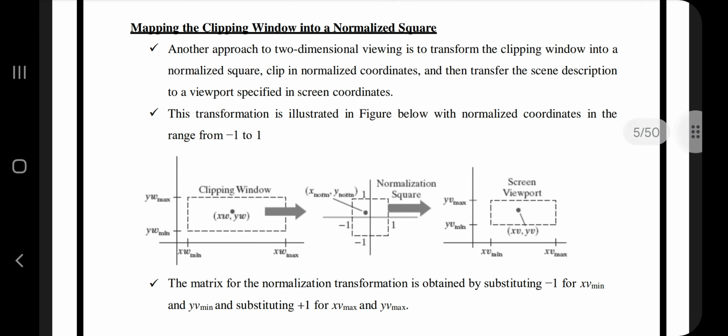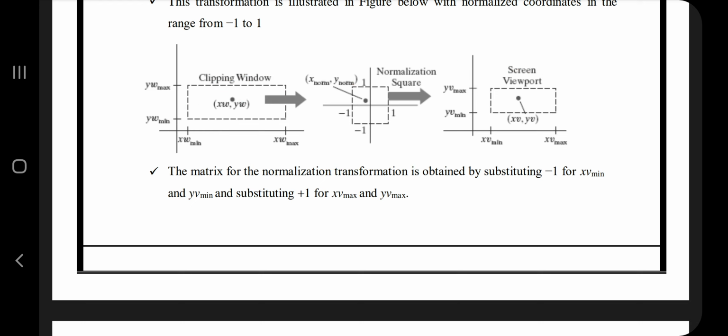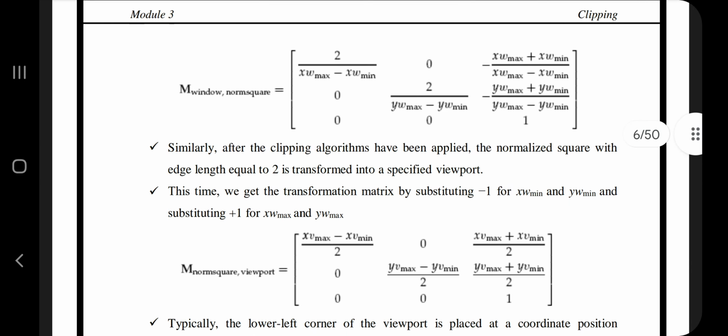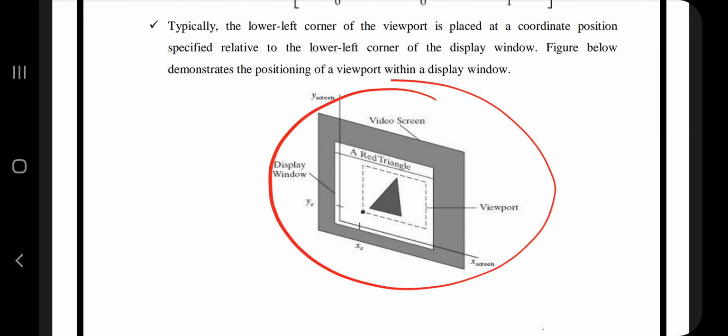Okay, and mapping the clipping window to a normalized square. This is another one, and here is the diagram for it. You will be clipping this window to a normalized square, and then transforming it into a screen viewport. Basically, we are normalizing it here, both the viewing window as well as the world window. Okay, and these are the matrix values. Mostly if they see the matrix values, they can easily give you marks, because there's the relevant concept here.